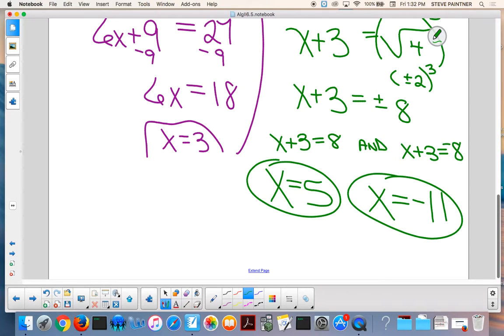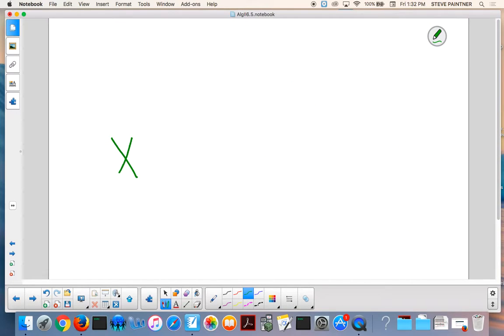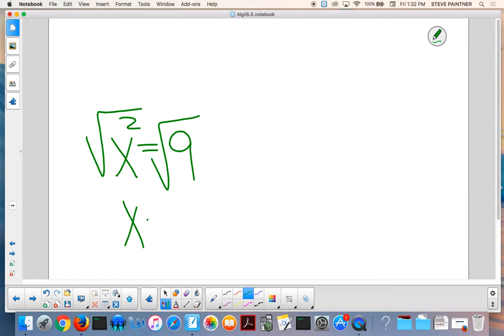Even roots get 2 answers, right? Hey guys, you've got to think now. When we did this in chapter 4, didn't we go like this? Didn't we say the answer is...? Right? Even roots get 2 answers.